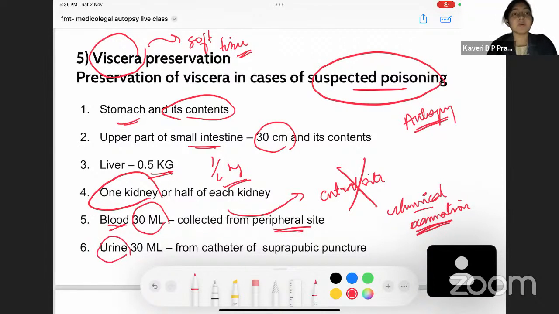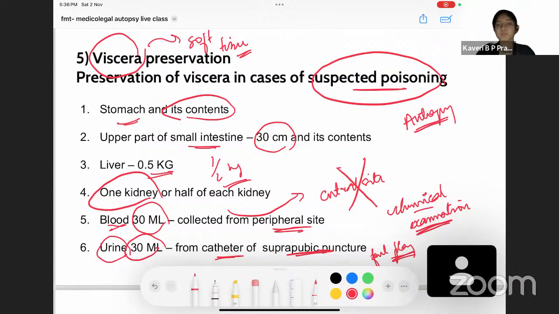Urine has to be collected. How much urine? Around 30 ml. From where do you collect? You put a catheter in the suprapubic region. So suprapubic catheterization has to be done and urine collected. Why do we do suprapubic catheterization? Because then no foul play or contamination can happen. When you do a suprapubic puncture in a living person, the number of bacteria there is zero. Even if you get one bacterium in a suprapubic puncture, it says that the person has a UTI. That much is the significance of a suprapubic puncture.